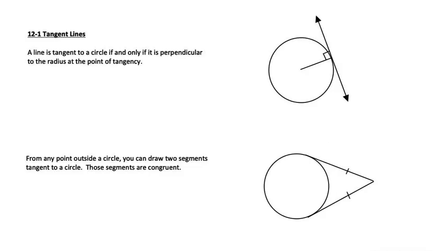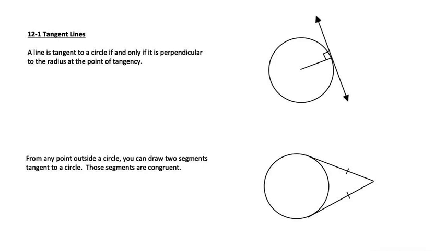There's a couple of rules about tangent lines that we need to know. A line that's tangent to a circle is perpendicular to the radius at the point of tangency, and the converse of that is also true. So a good way to say that is a line is a tangent to a circle if and only if it is perpendicular to the radius at the point of tangency. So that's what's illustrated in the first diagram.